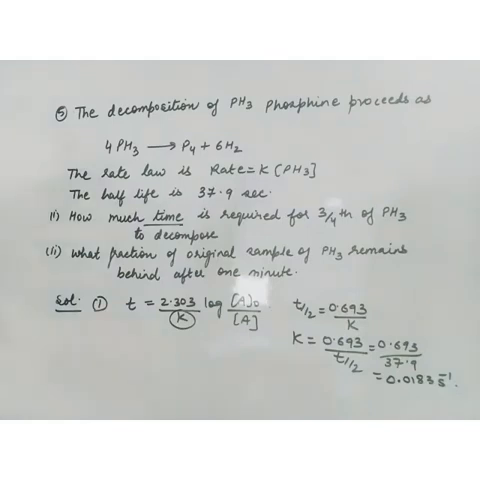Okay. Now calculate the time for 3/4 of PH3 to decompose. Now put this K here. So if initial is A, now 3/4 complete. So it is 1/4 remaining. Okay, so 1/4 A. So it will be log 4.